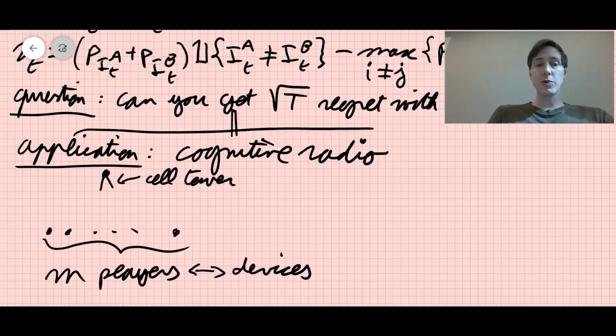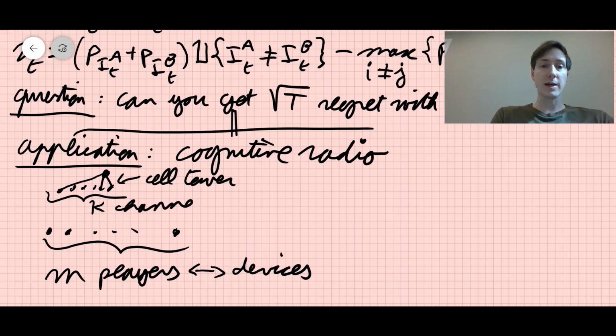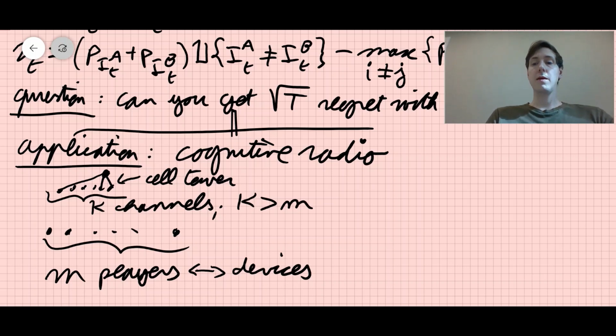The devices want to communicate with the cell tower, and to do so, they can choose from K channels. These are the different actions. And K is larger than M. At every time step, each device can choose a channel to try to communicate, but if another device is trying to communicate on the same channel, then the communication simply does not go through. Now, why do they observe IID realization from all those channels?